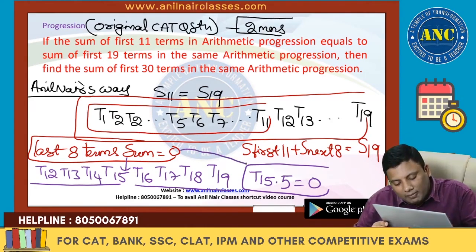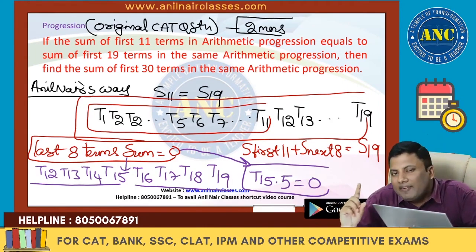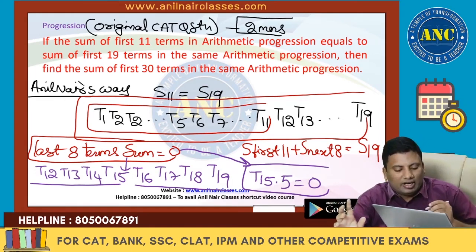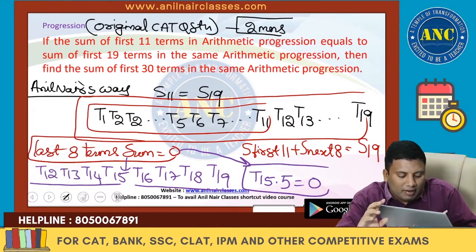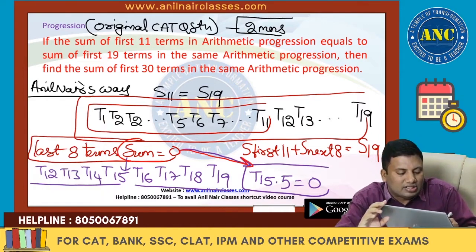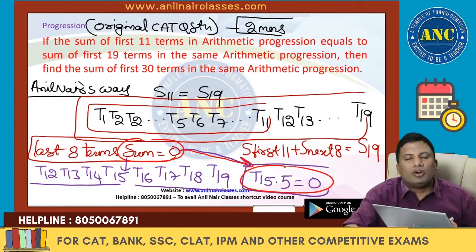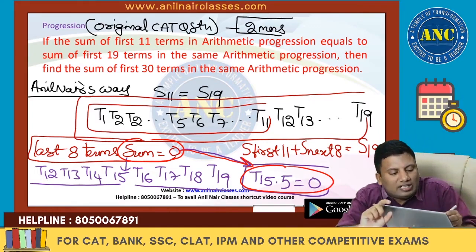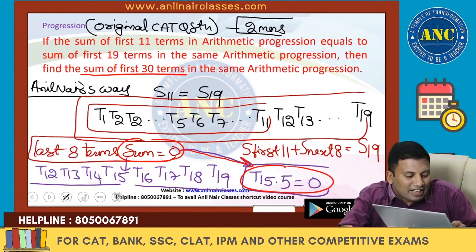Because the sum is 0. Middle value is nothing but the average. Average is given by sum of the quantities by number of the quantities. If the sum is 0, the average of the last 8 terms will be 0, which means T15.5 will be 0. Now what is the question that he is asking? Sum of the first 30 terms.